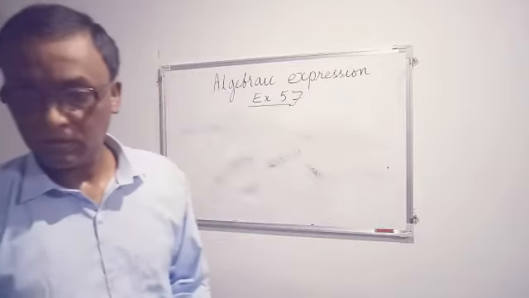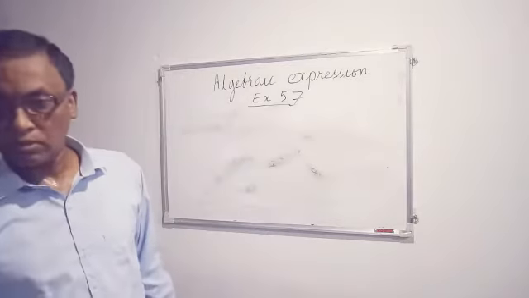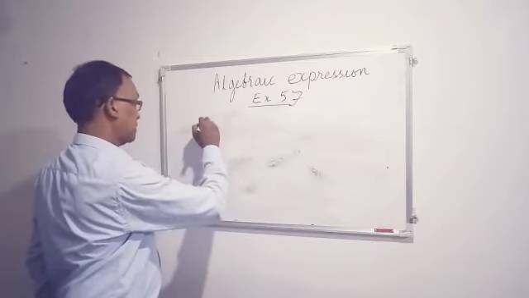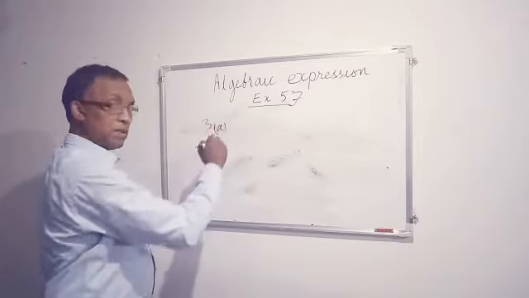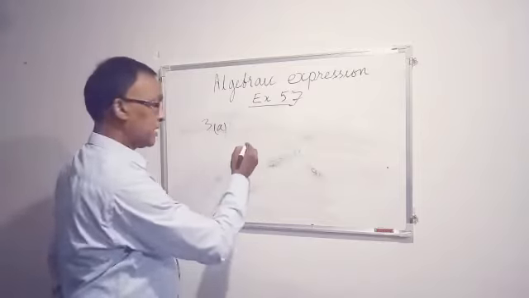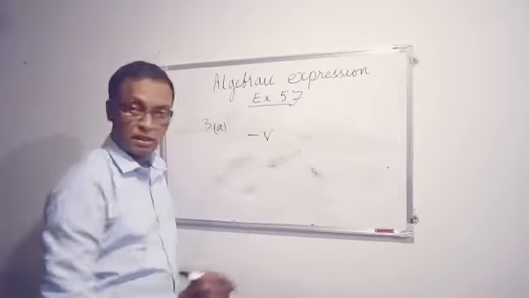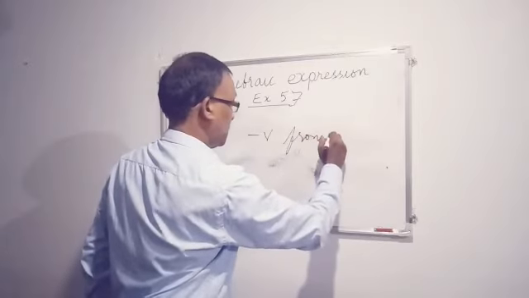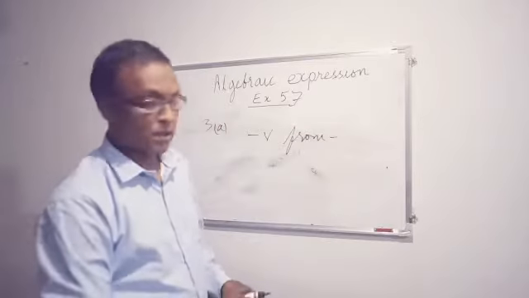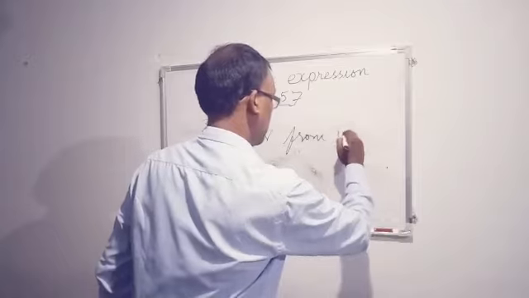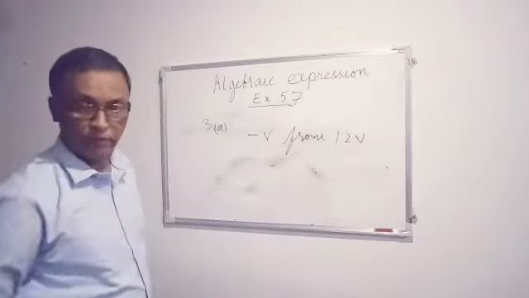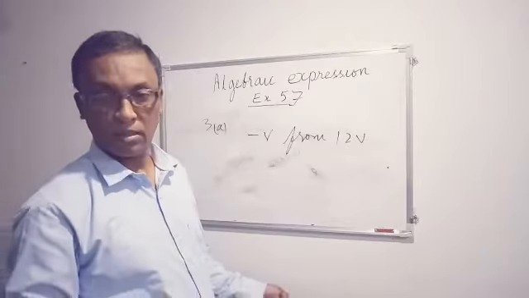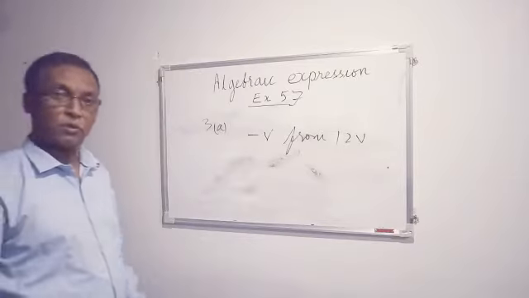Now I will share one more sum in between, before I start with question number 4. That is question number 3, two sums here. Just straight away they mention: subtract minus b from 12b. So they have not directed, means they have not mentioned the method.